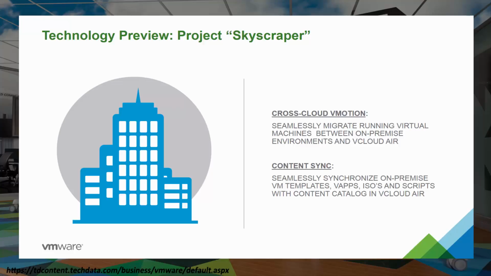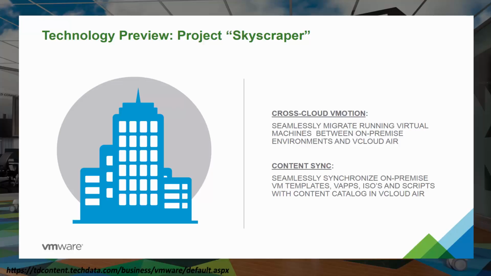At VMworld, we demonstrated live workload migration with cross-cloud vMotion and content sync between on-premise and vCloud Air. We showed a video where we actually vMotioned a live running virtual machine from an on-premise data center out to vCloud Air and back. Very cool, very new, and very long-awaited technology that everybody is asking for. These features complement the Hybrid Cloud Manager that I previously mentioned.